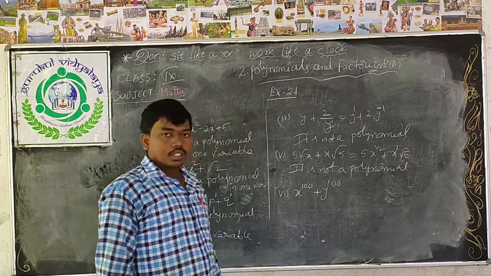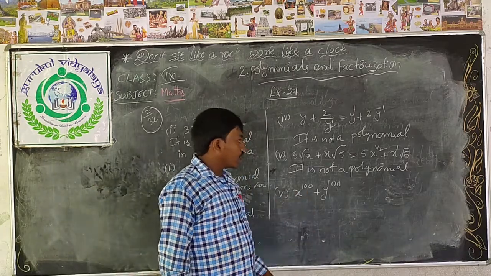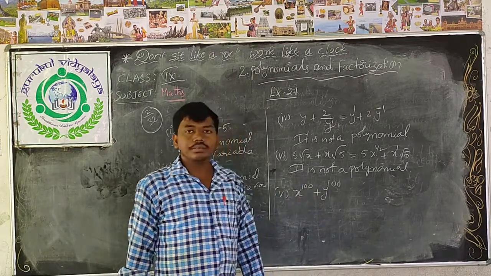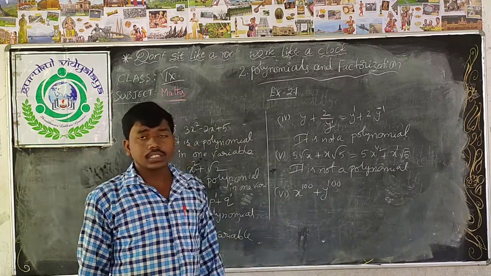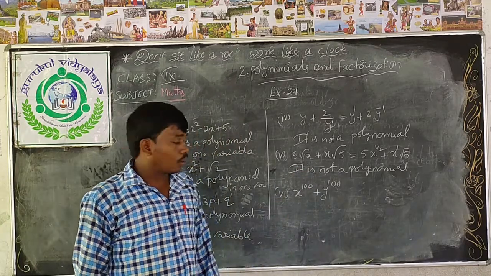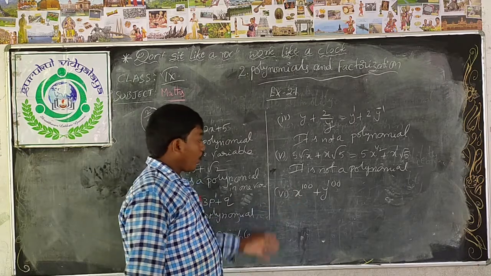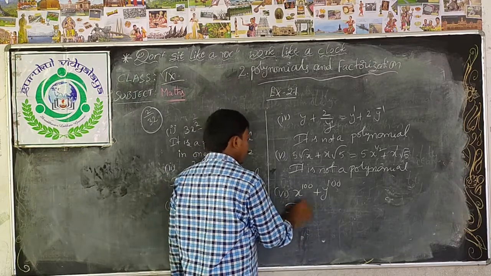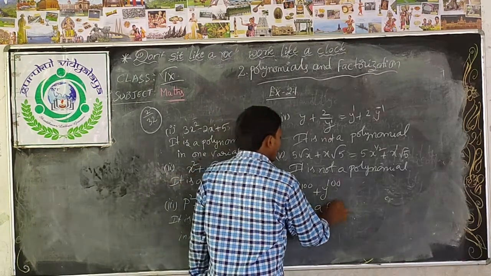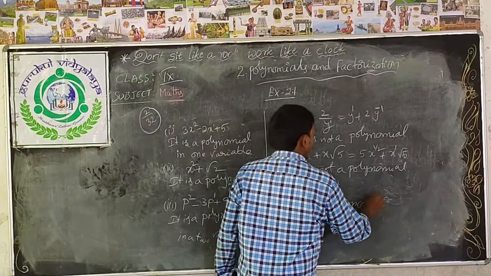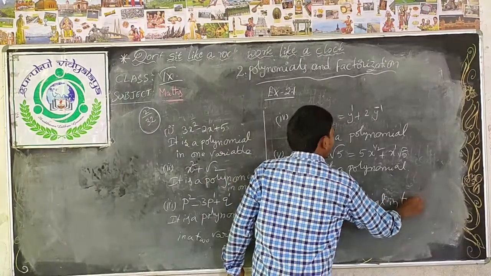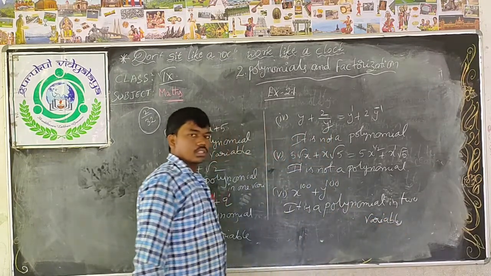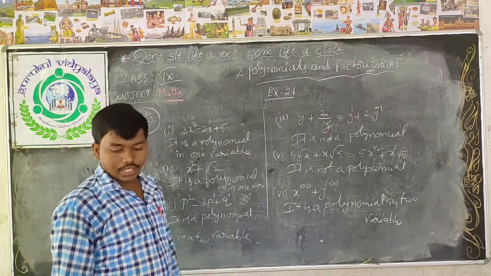Children, 6 one. X power 100, the power is 100. Y power 100, the power is 100. See children, what about both powers? Whole numbers? Yes, whole numbers. It is a polynomial. But how many variables are there? X and y, 2 variables. So it is a polynomial in 2 variables. Okay children, this is the second sum.